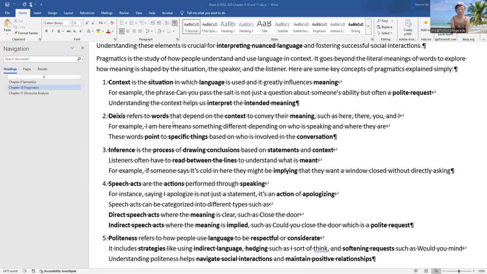Inference is the process of drawing conclusions based on statements and context. I drew the wrong conclusion about, oh, well, I guess she doesn't mind having my clothes on the floor. Actually, she did. She wanted the clothes in the closet. It went right over my head. Listeners often have to read between the lines to understand what is meant. For example, if someone says, it's cold in here, they might be implying that they want a window closed without directly asking. These nuances are so hard for ESL students.